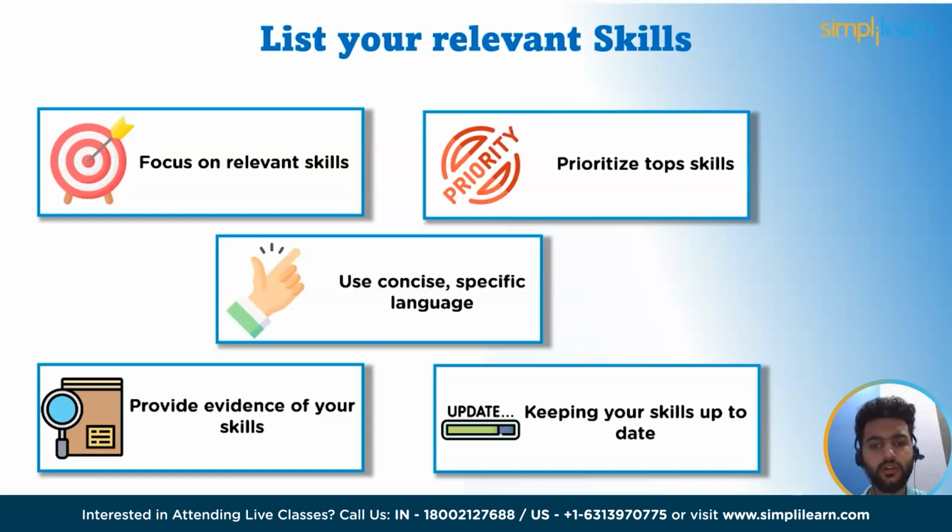Fourth point is prioritize your top skills. LinkedIn allows you to list up to 50 skills on your profile, but you should prioritize your top 10-15 skills to ensure they appear prominently. You can also rearrange the order of your skills to highlight those that are most important.